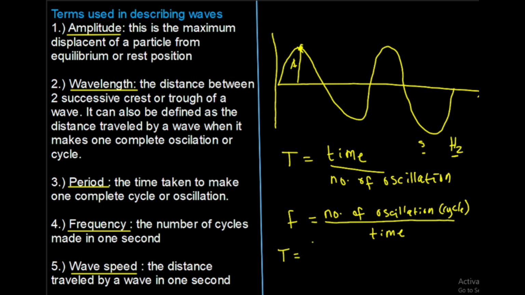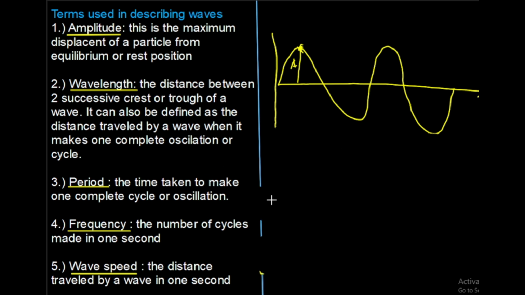That's to say period is equal to 1 over frequency, or frequency is equal to 1 over period. This equation is actually very important, so you just have to take it down because we'll be using it as we progress. Period is 1 over frequency, frequency is 1 over period. They are simply inverses of each other.